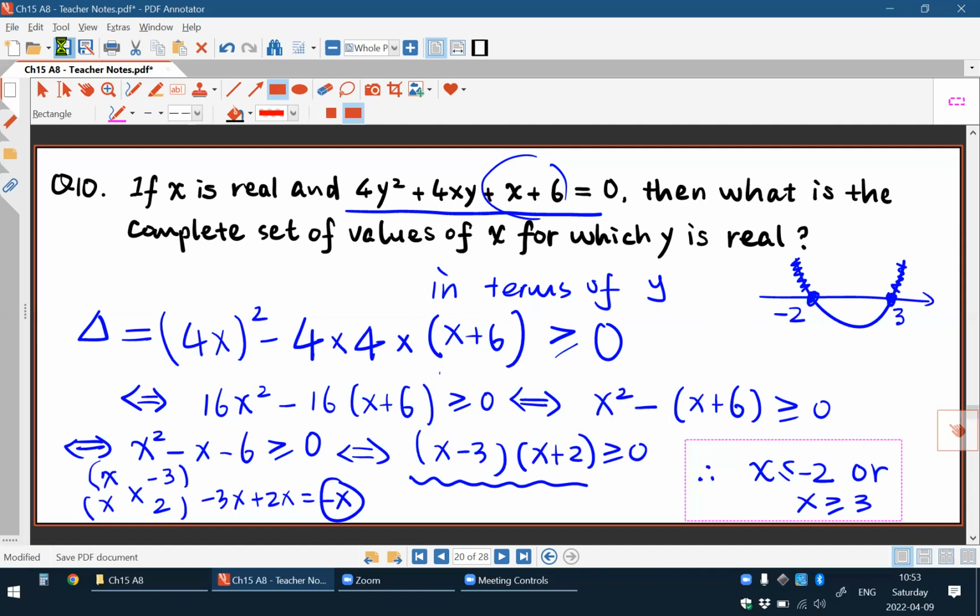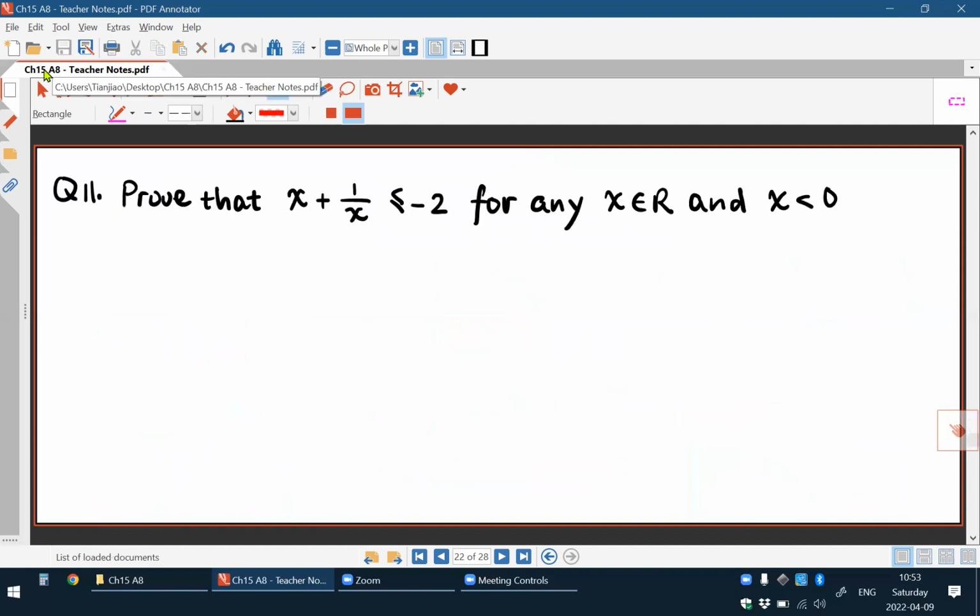Okay, any questions? No. Okay, then let's see question 11. Okay, it asks you to prove that for any x that is less than 0 and x is a real number, this inequality is true. Okay, so you can prove this in either direction. You can prove it backwards.